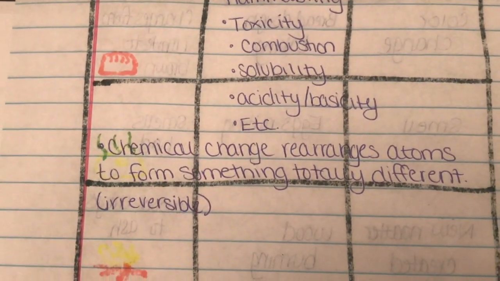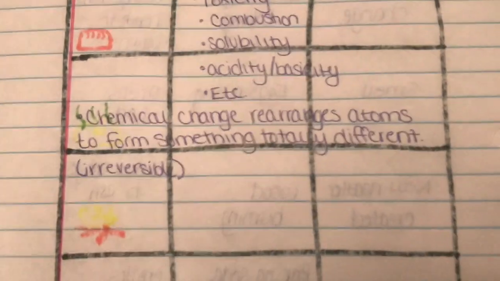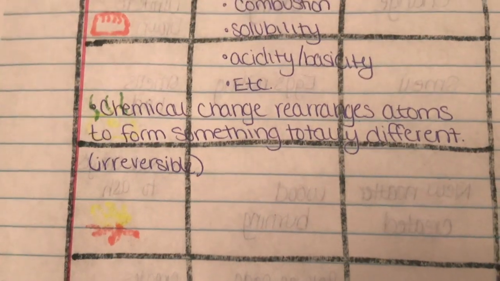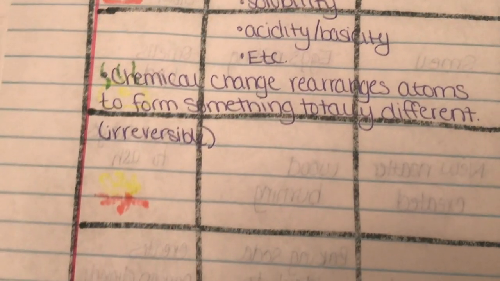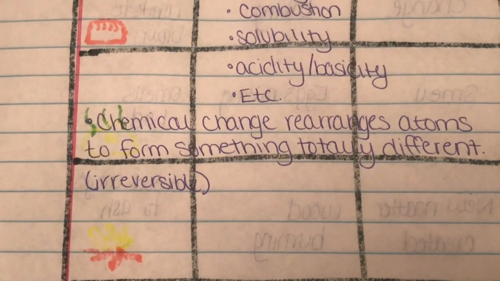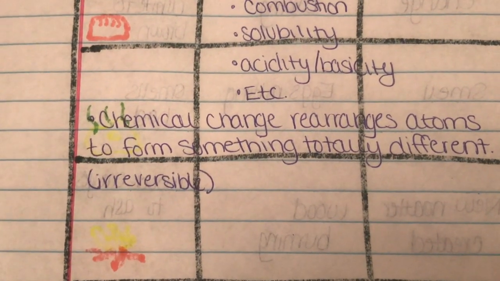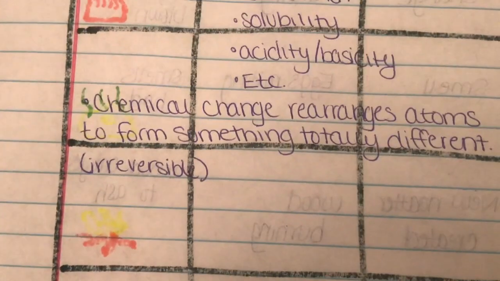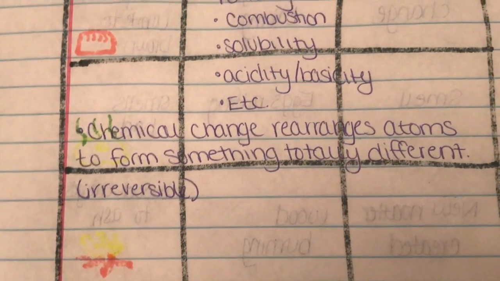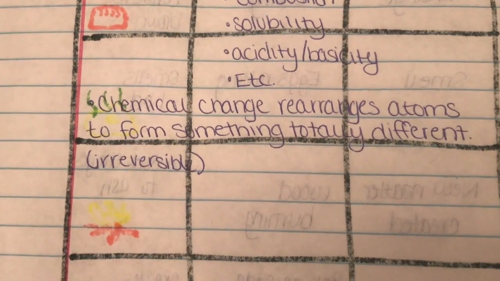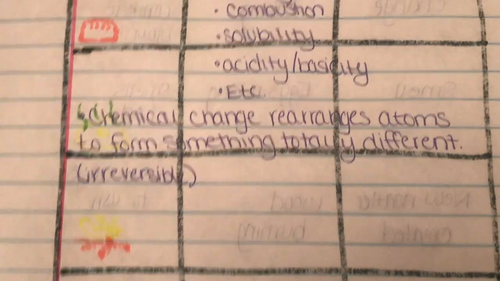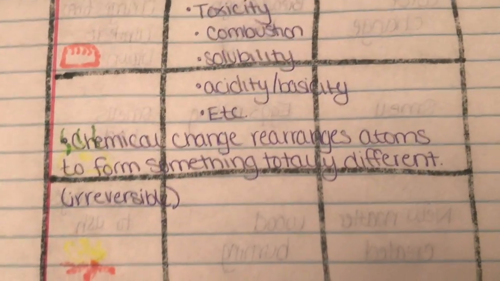So something that's really important to take away from this is that a chemical change will rearrange its atoms to form something totally different, and it'll be irreversible. You can't change it back. So like the bread, after I've baked it, I can't turn it back into dough. There's no way for me to reverse that process. So chemical change rearranges the atoms, it forms something totally different, and it is irreversible. So those are all good things to take away for this objective.